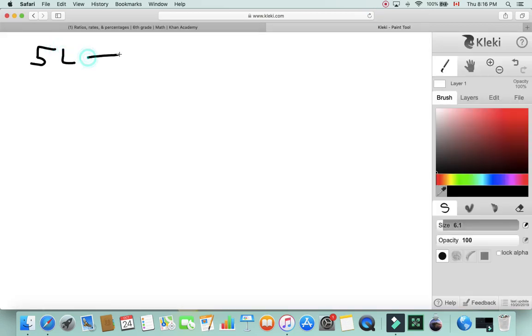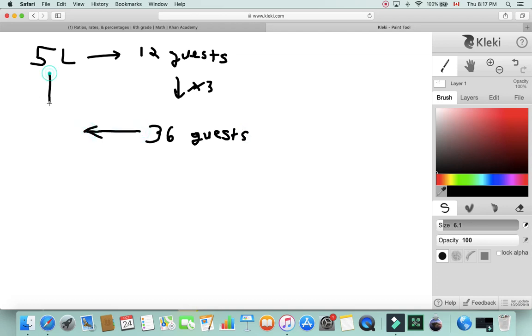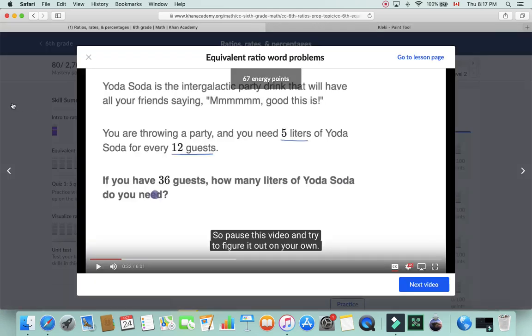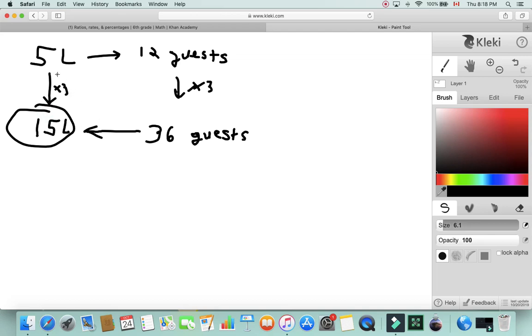Okay, so it says you need 5 liters for 12 guests. But it asks for 36 guests. So what we do is just multiply by 3, because 12 times 3 is, obviously, 36. And if we do it in reverse, we also have to multiply by 3 here, which makes 15 liters. So we need 15 liters of Yoda soda.